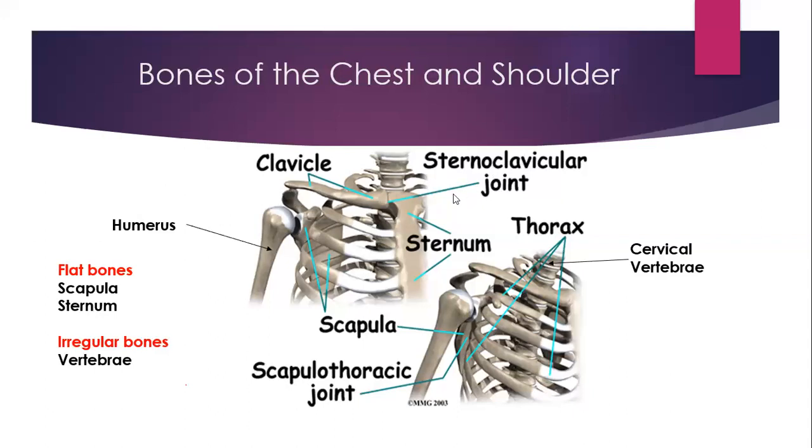Next, you've got your sternoclavicle joint. So you'll always recognize that you've got the clavicle on your right and left side, and then your sternoclavicle joint, which is basically the joint in between your clavicle and your sternum. So this helps you to move your shoulder blades up and down.